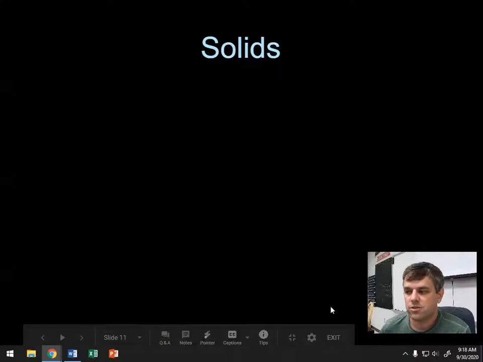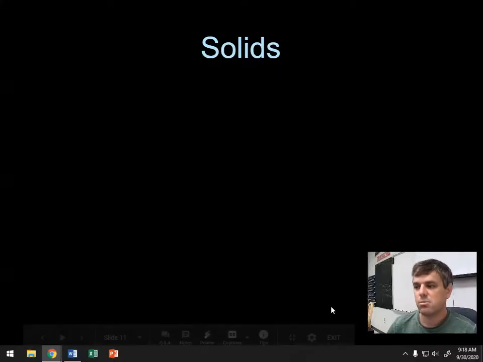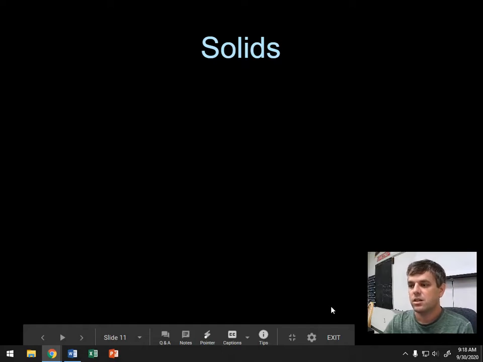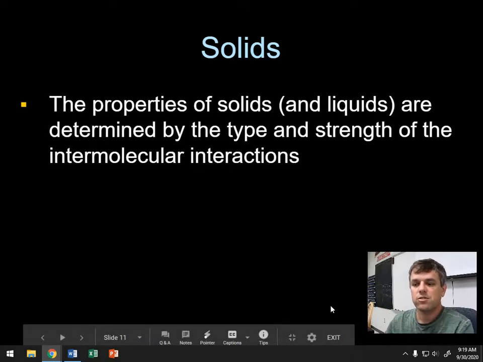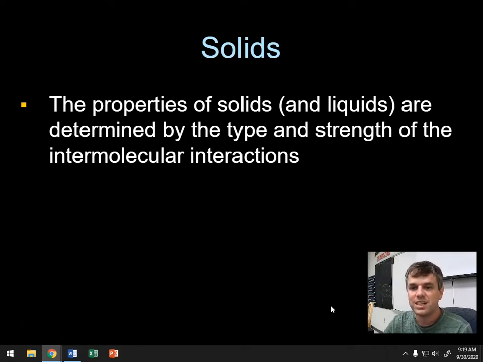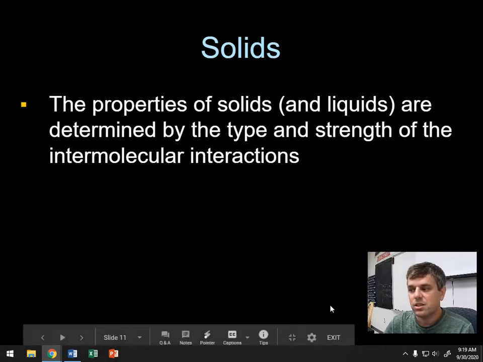Greetings, AP Chemistry students. Today we're going to be talking about solids, and it's going to relate to intermolecular forces, molecular structure, all that good stuff. So, first of all, the properties of solids, and as you'll see soon enough, liquids, are determined by the types and strengths of their intermolecular attractions.